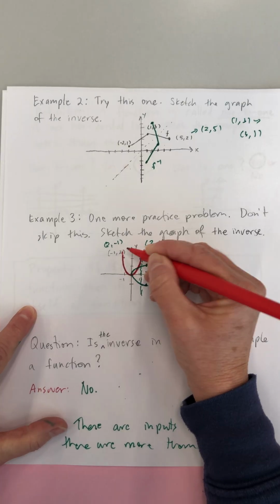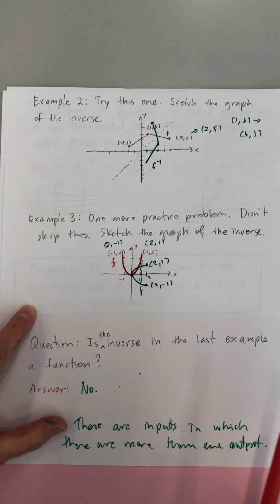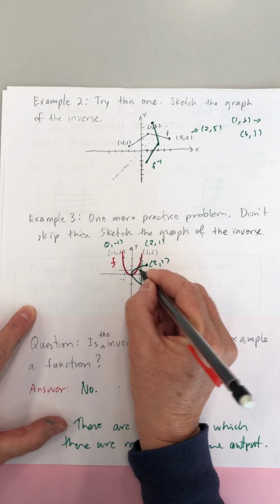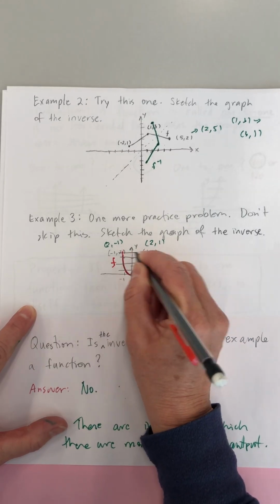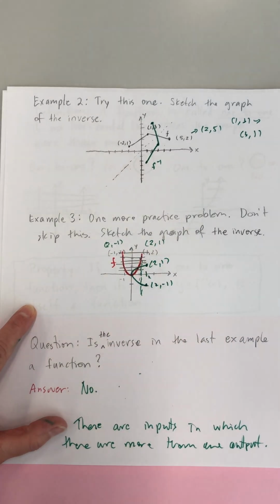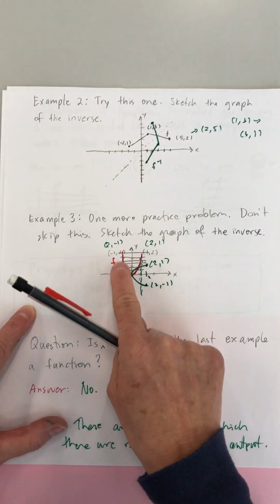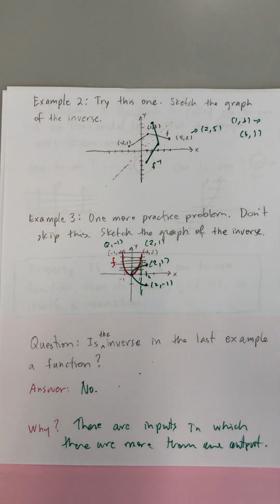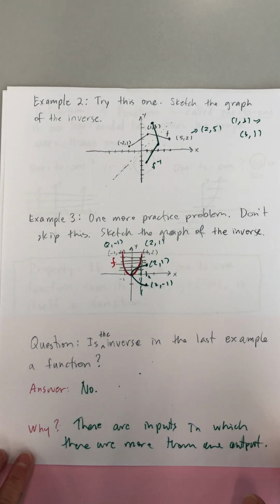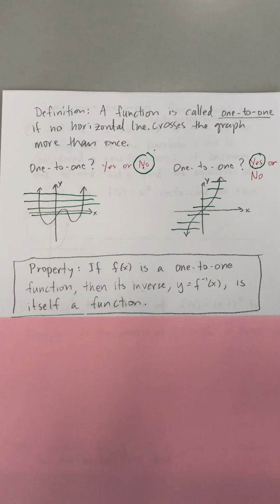That was our original function, but it wasn't one-to-one because a lot of horizontal lines cross the graph more than once. So since that original function was not one-to-one, I knew right away that even though I could graph the inverse, it wouldn't be a function itself. Okay. All right, so let's just do an example to check that.